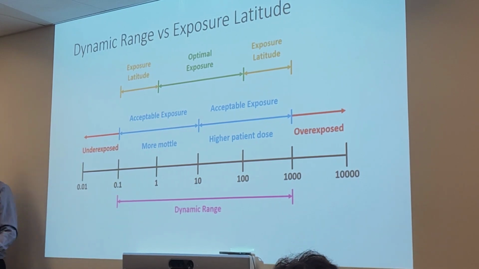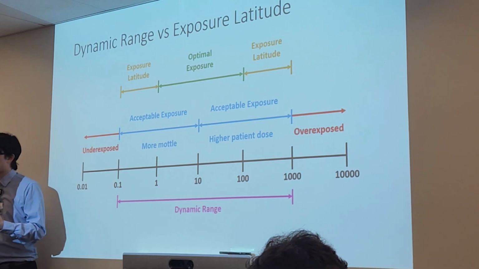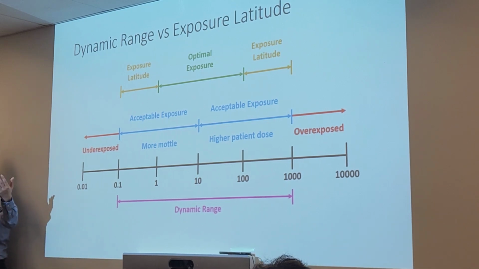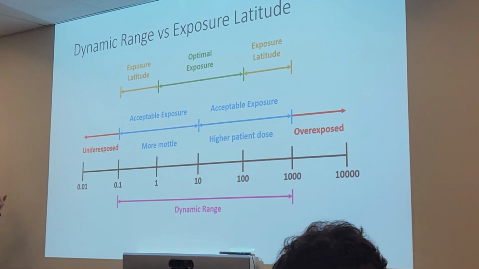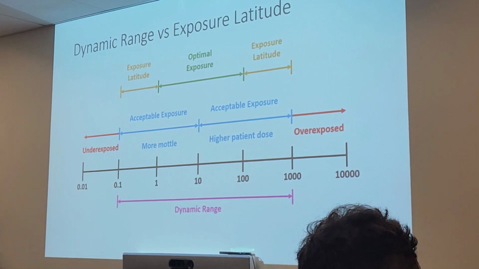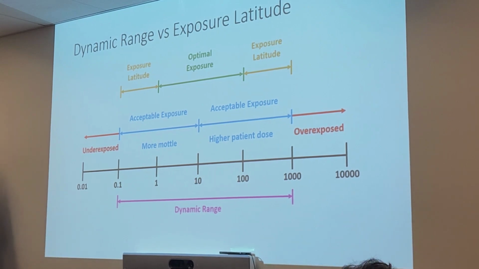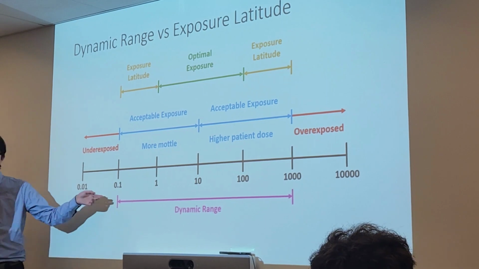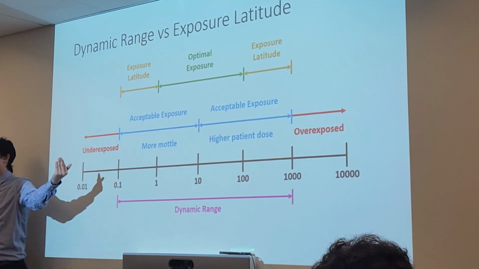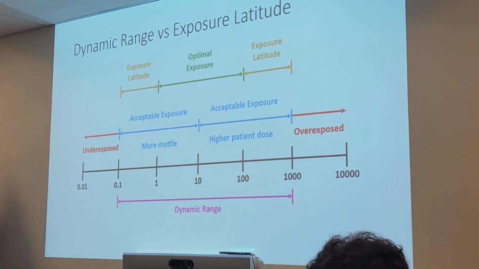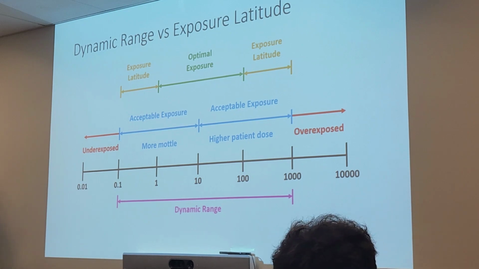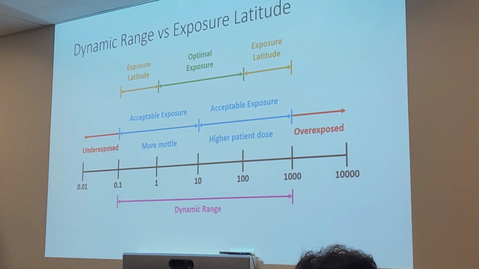So dynamic range and exposure latitude are both kind of similar in that they talk about how your exposures are able to change and you can still get a good image. But dynamic range specifically is just, this is what we can detect. Exposure latitude is, this is how much we can move back and forth within that dynamic range and still get something good.